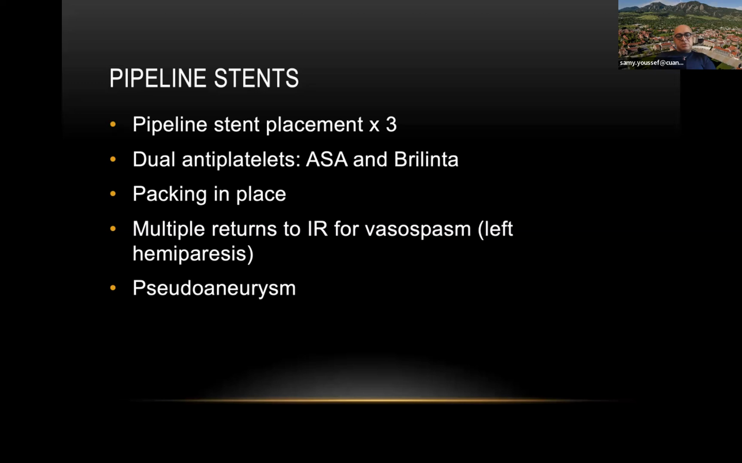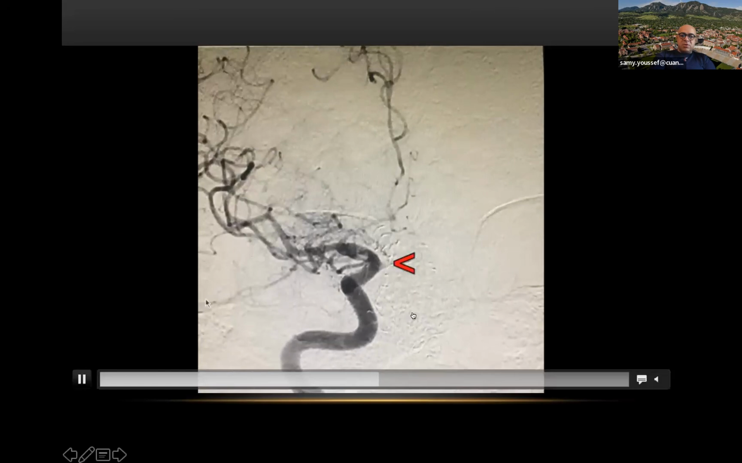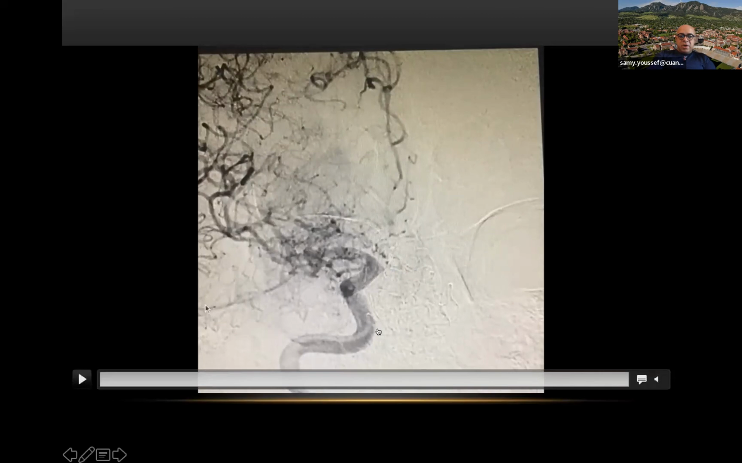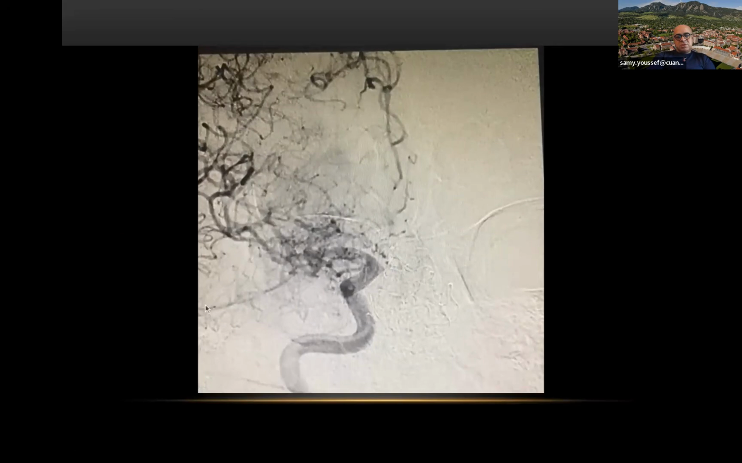So I think when we inflated the balloon, we made the defect bigger. And now you have a pseudoaneurysm and you can see our packing here. And that's the pseudoaneurysm there. So the problem now that you have a pseudoaneurysm, that's like a blister aneurysm, you can't remove the packing. The pipeline has to stay in place for 3 months for that aneurysm to heal. And you know, the dual antiplatelets.